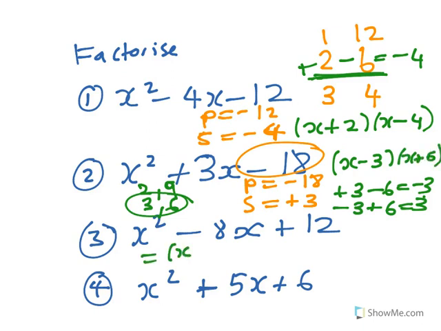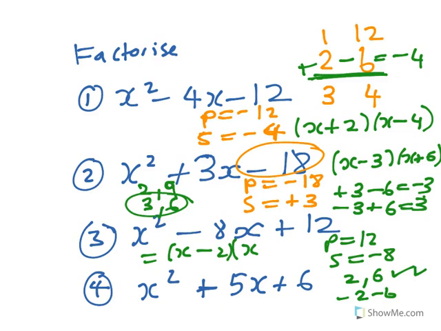And we look at the next one. Product equals 12, sum equals minus 8. So here go 2 and 6. Yep, I could get minus 8 out of there because I go minus 2 minus 6, because minus 2 times minus 6 is plus 12. And finally, product of 6, sum is 5, plus 2 and plus 3. And there are your factors.